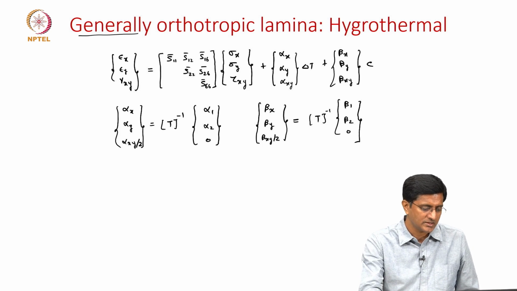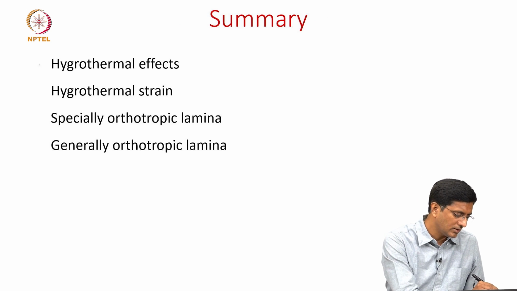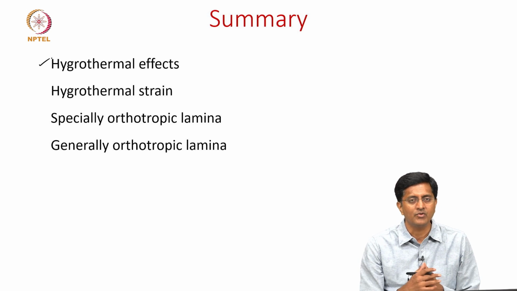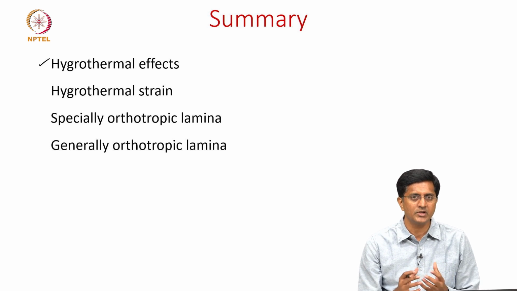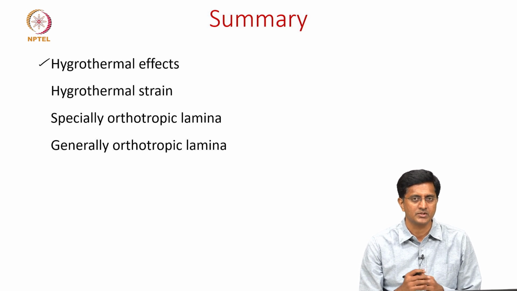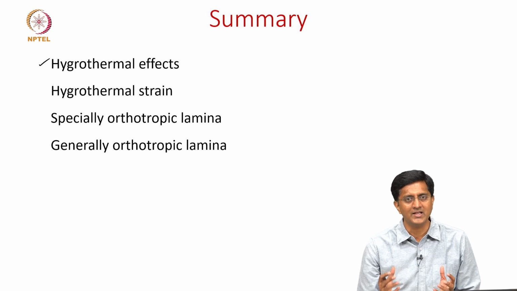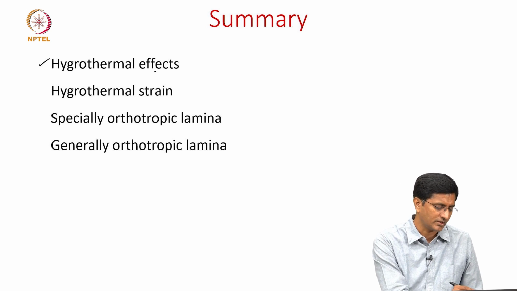So with this, let's summarize what we have discussed in this video. We said that when the environment is changing, where there are changes in temperature or the changes in the humidity, that brings in an effect on the stresses and strains. So if it is only temperature changes, we said it is thermal effects, but if there is only moisture changes, we said those are hygroscopic effects. But if we have both temperature as well as humidity changing, that's when we call it the hygrothermal effect.